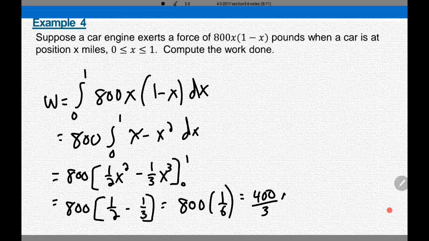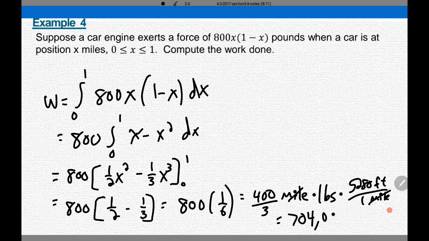Now, here's the problem. I'm not in foot-pounds. I'm in mile-pounds right now. So I've got to multiply this by 5,280 feet in 1 mile to finish up. That'll cancel the miles out, and that leaves me with 704,000 foot-pounds. That was sloppy.